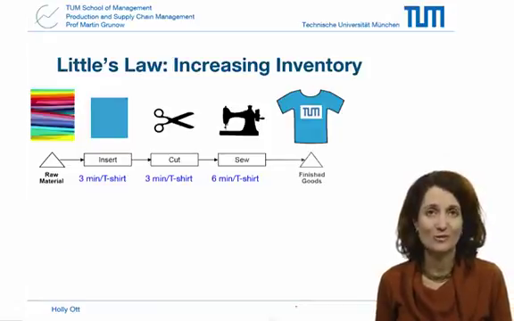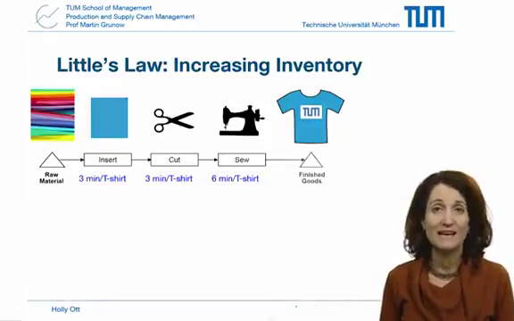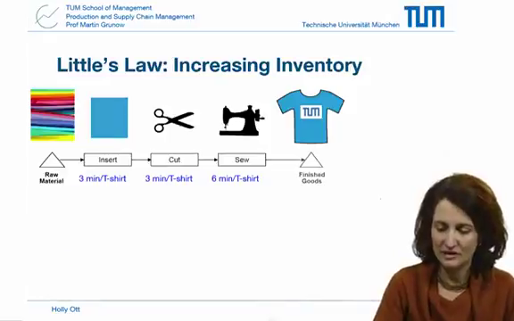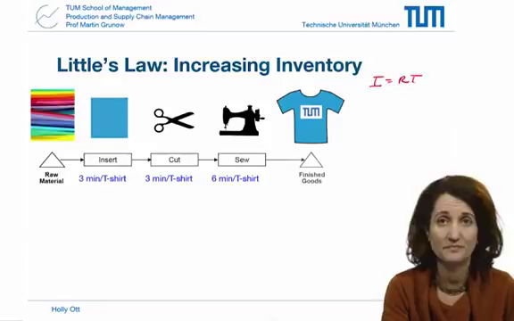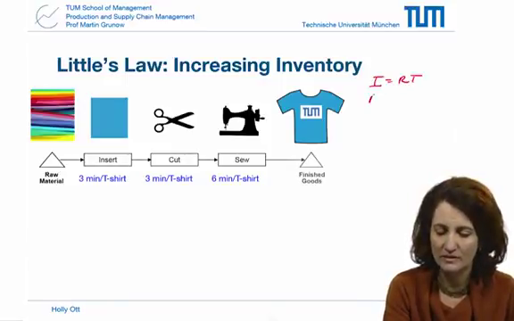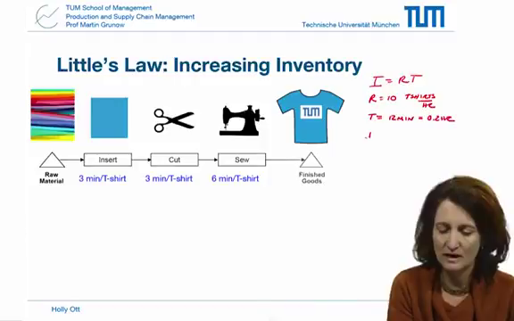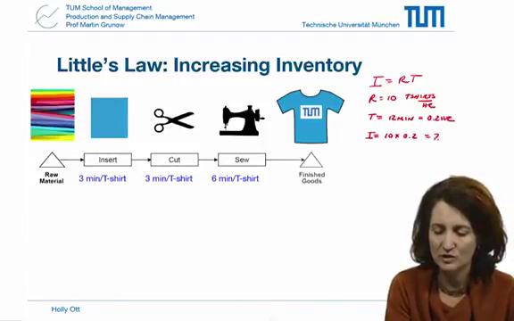Let's see how this works. We said that for this original case, I equals RT. In this case, we had our R is equal to 10 t-shirts per hour, and we had a T is equal to 12 minutes equals 0.2 hour. So I equals 10 times 0.2 equals 2 t-shirts.